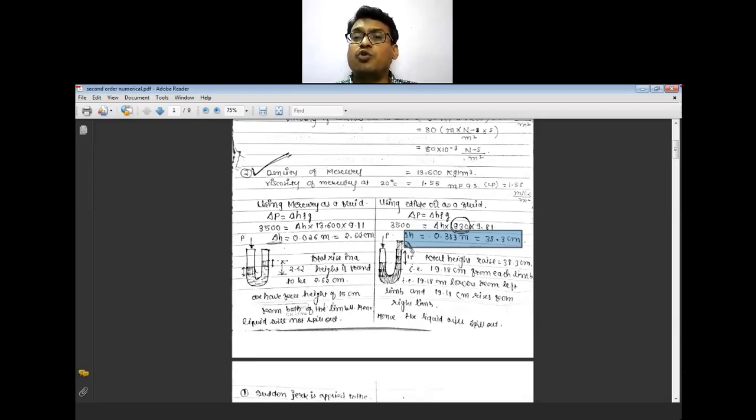gives only a change of 2.62 centimeters. The oil is going to give you a 38 centimeter difference. Water is going to give you a 35 centimeter difference. So which fluid is to be used, at what conditions, at what pressure, that is to be decided. So the total rise in height is 2.62 only.